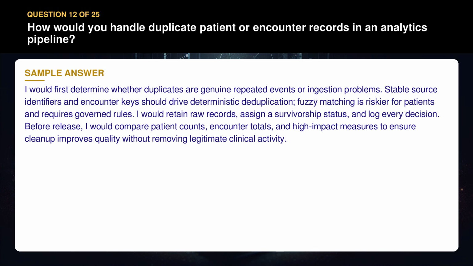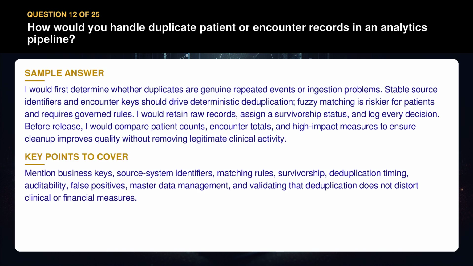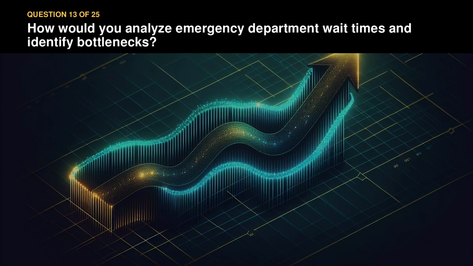Mention business keys, source system identifiers, matching rules, survivorship, deduplication timing, auditability, false positives, master data management, and validating that deduplication does not distort clinical or financial measures. Question 13. How would you analyze emergency department wait times and identify bottlenecks?